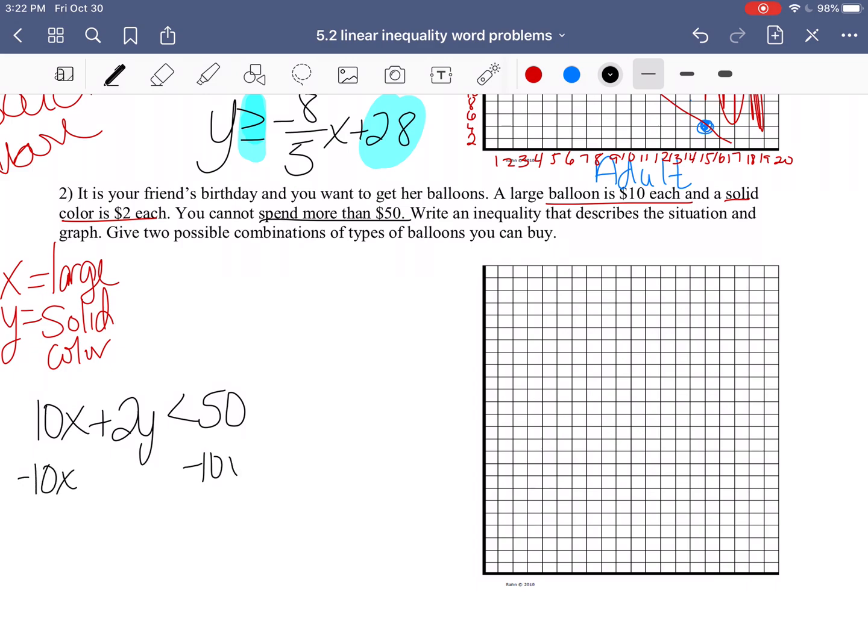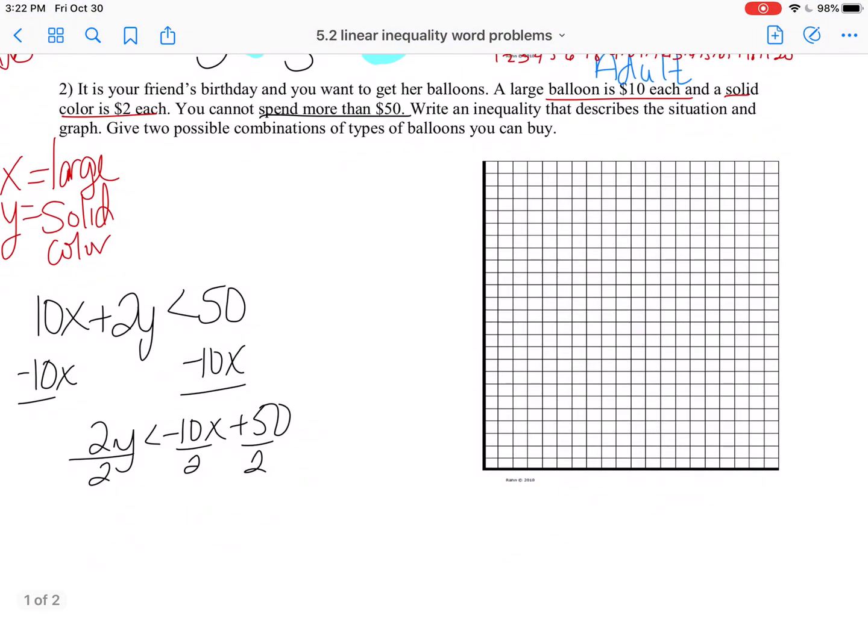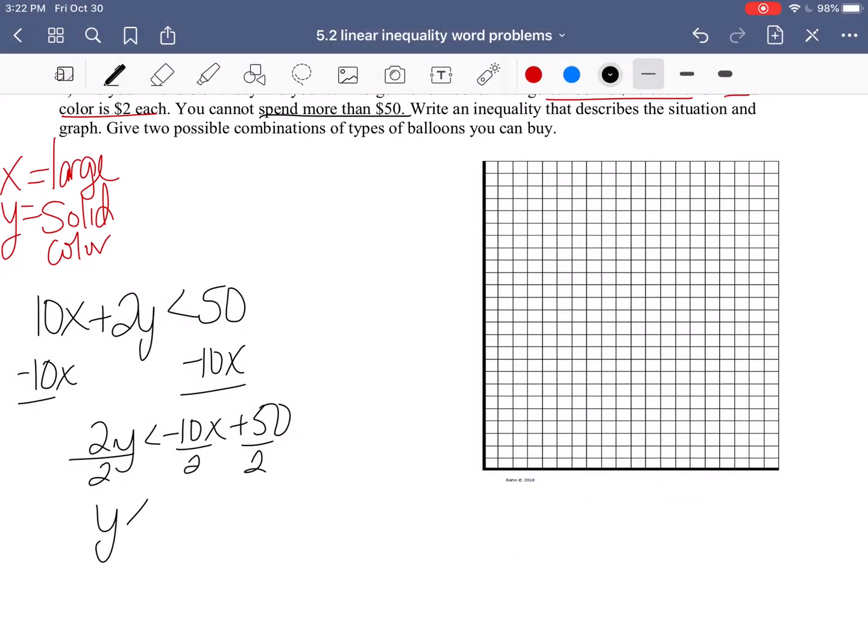Again, we need to convert to slope-intercept. So you're going to subtract 10x on each side. Put your 10x first, or negative 10x, I'm sorry. And then we're dividing by 2. So y is less than negative 5x plus 25.